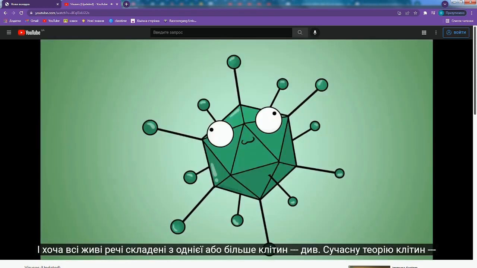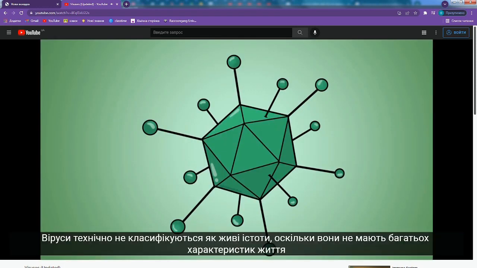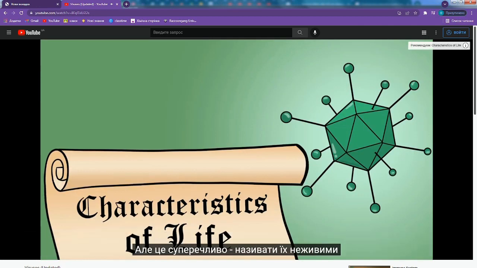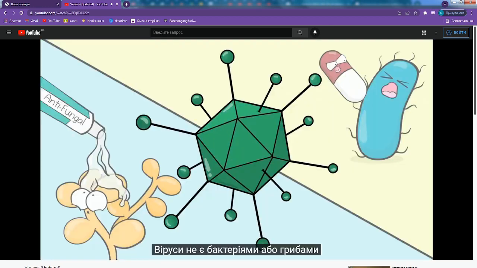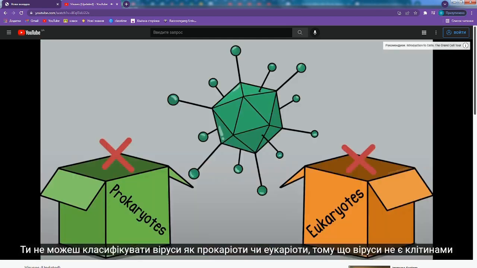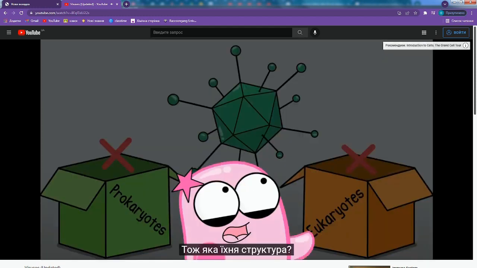A virus. Viruses are not cells. Viruses aren't technically classified as living things since they lack many characteristics of life, but there is some debate in calling them non-living as well. Viruses are not bacteria or fungi. You can't classify a virus as a prokaryote or a eukaryote either because it's not a cell. So what is their structure like?